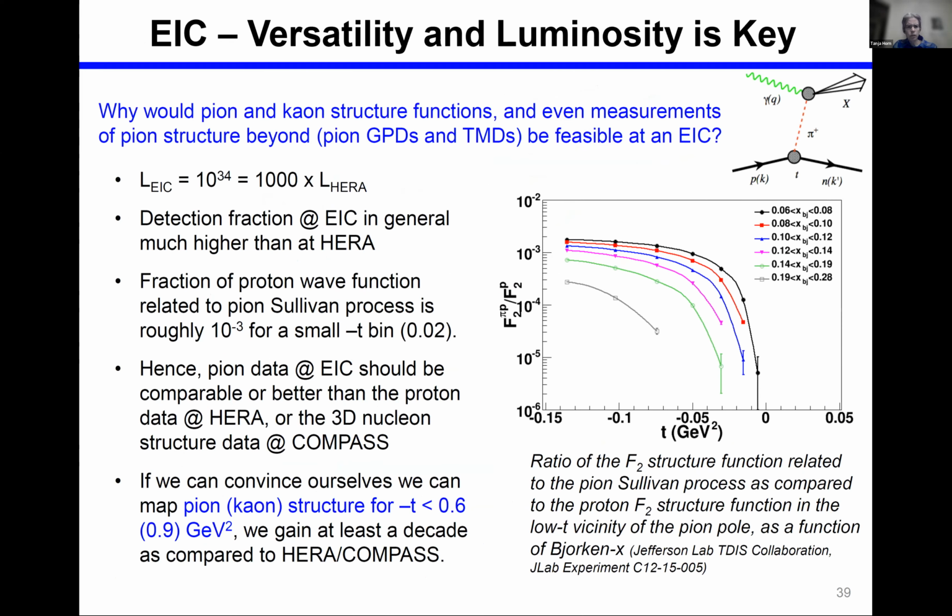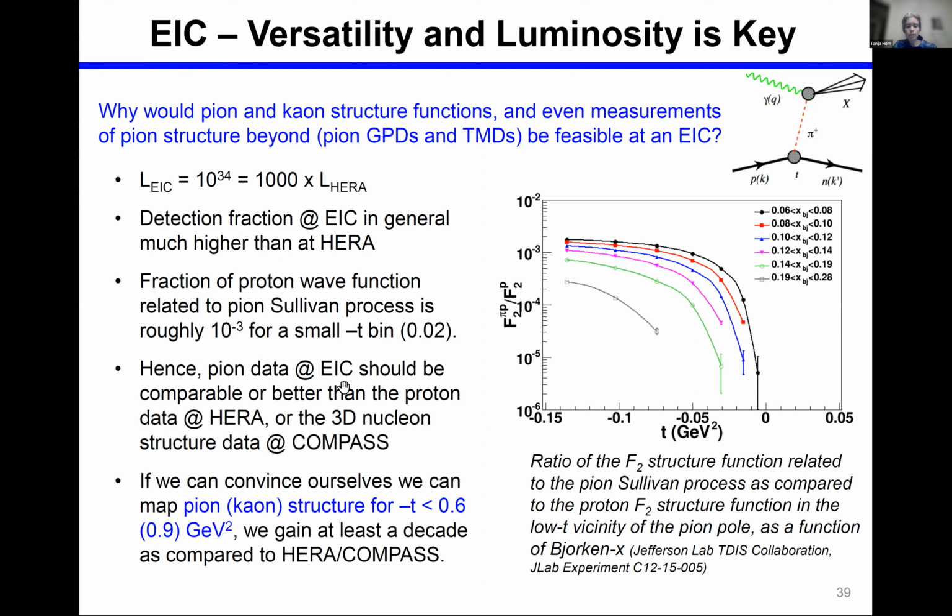I just want to mention, compared to Hera, why should these measurements be possible at ESC? Well, the luminosity, as you see here, is a factor of 1,000 higher than at Hera. The detection fraction is much higher than at Hera. The fraction of the proton structure function, illustrated here on the vertical, the PION versus proton structure function, is about 10 to the -3. So basically what we're measuring is the PION structure function, and we can be confident of that.